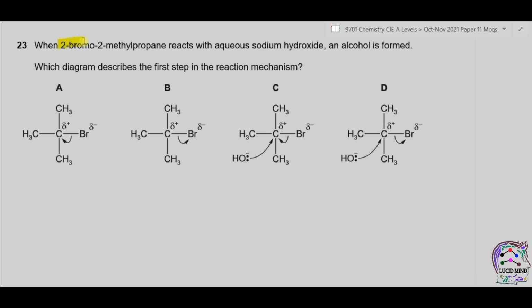Question 23. When 2-bromo-2-methylpropane reacts with aqueous sodium hydroxide and alcohol is formed, which diagram describes the first step in the reaction mechanism? Let's draw 2-bromo-2-methylpropane. In propane we have 3 carbon atoms. On second carbon we have bromo, and also on second carbon we have methyl group. Now this is tertiary halogen alkane because the carbon attached with halogen is attached directly with 3 other carbon atoms.